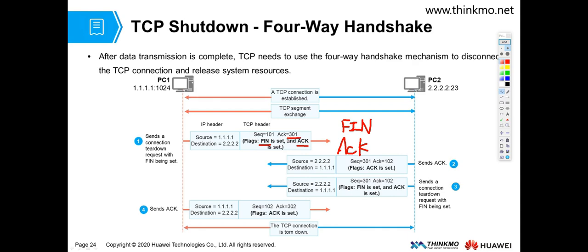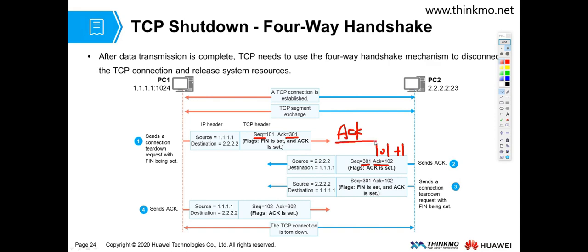For example, if my SEQ sequence number is 101 and my acknowledgement number is 301, when the other party responds, they will use my ACK as confirmation. At this point, their sequence number will be 301, and our ACK will use the other party's sequence number plus 1, which means 101 plus 1 equals 102. At this point, only our ACK bit is set.